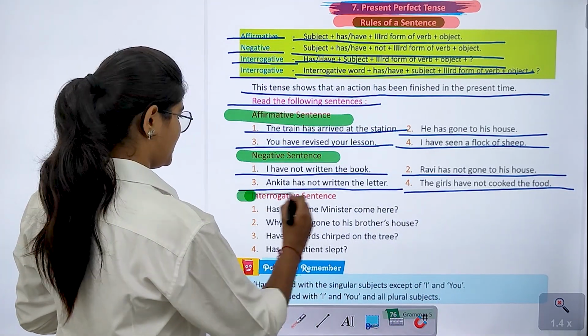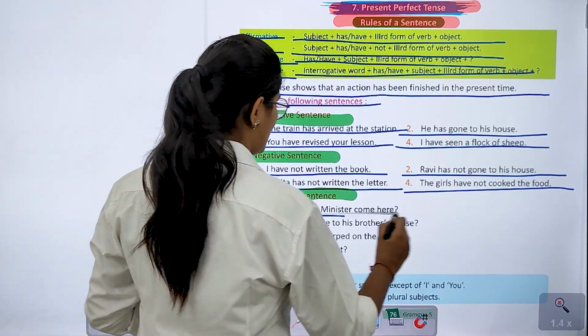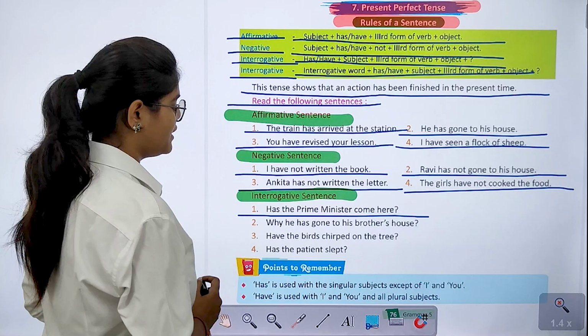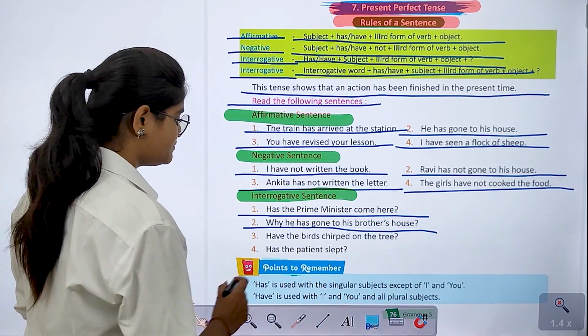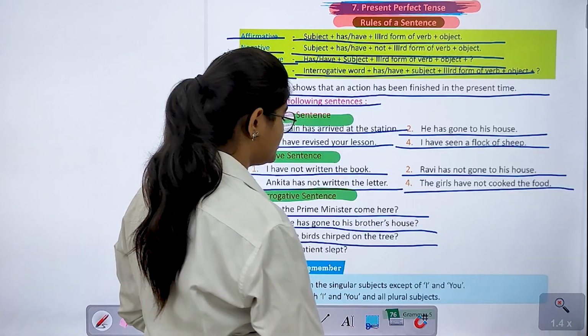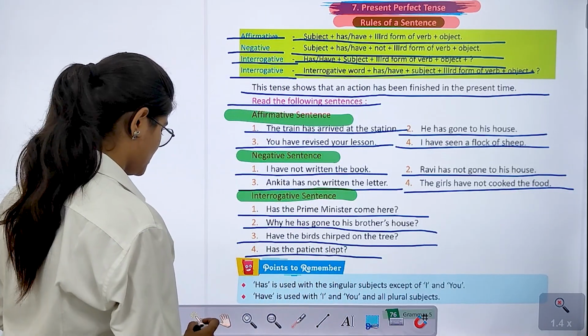Next is the interrogative sentence. Now what are the interrogative sentences? Has the prime minister come here? Why has he gone to his brother's house? Have the birds chirped on the tree? Or has the patient slept, right?